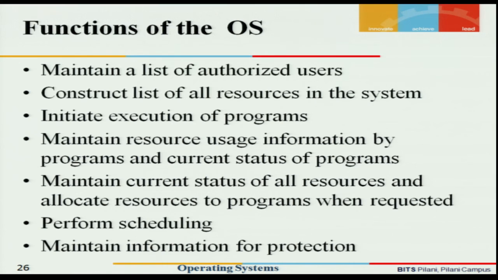So in a nutshell, we would say that the operating system needs to maintain the current status of all the resources. It needs to carry out the allocation of resources to programs when requested. When multiple programs are there, the operating system needs to schedule one of the programs for execution, so it performs the scheduling operation. And as mentioned earlier, the operating system tries to provide protection for the information.